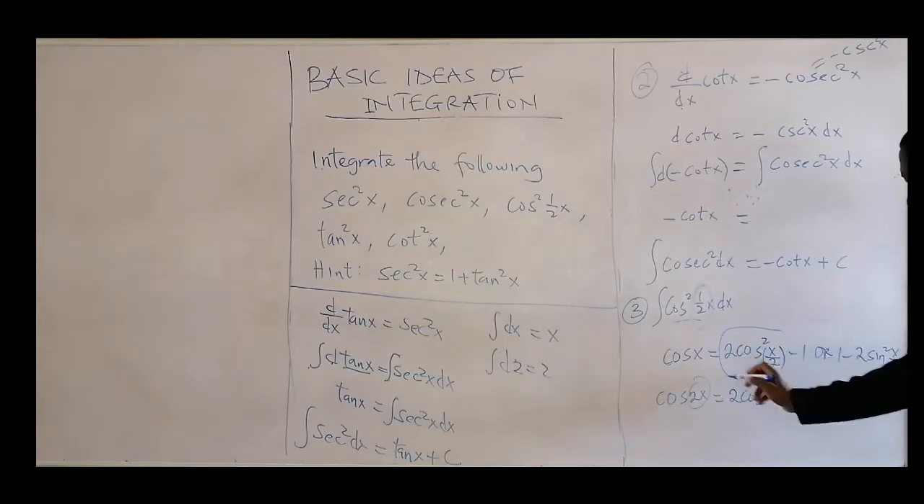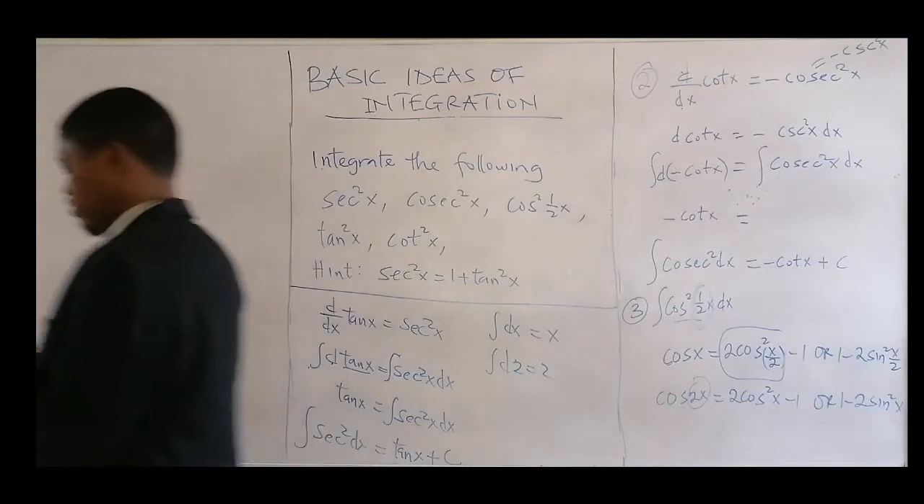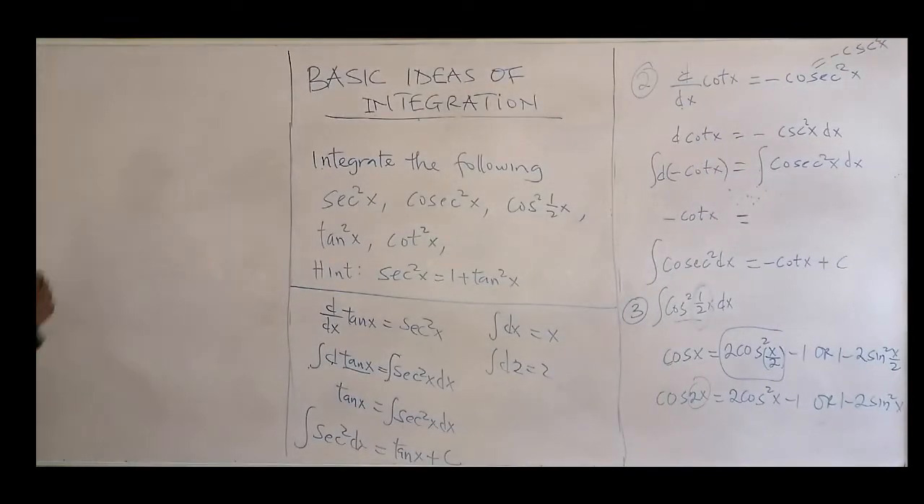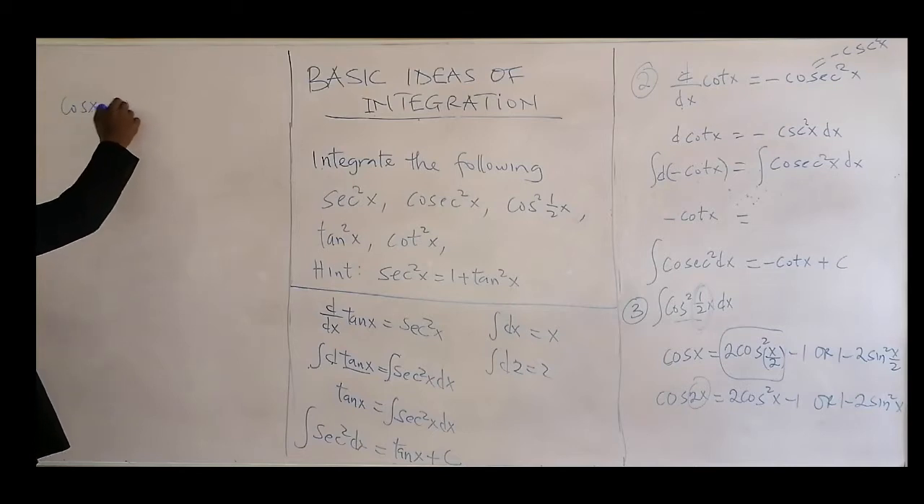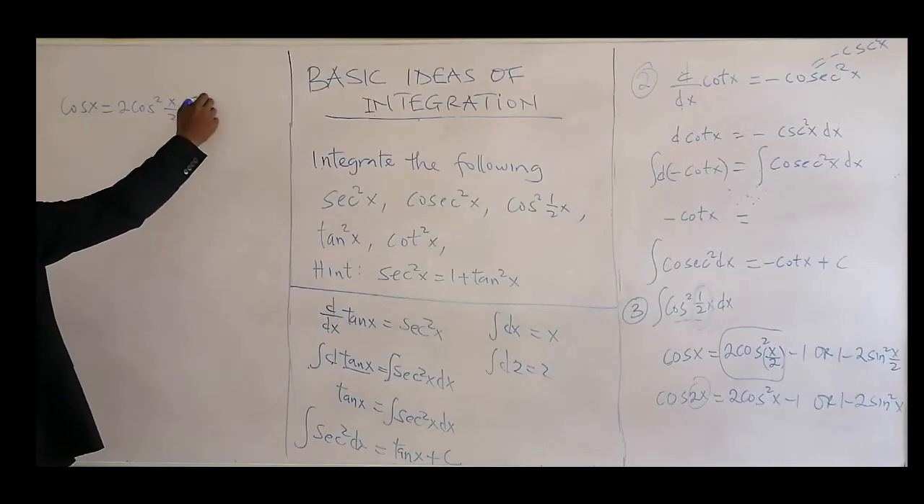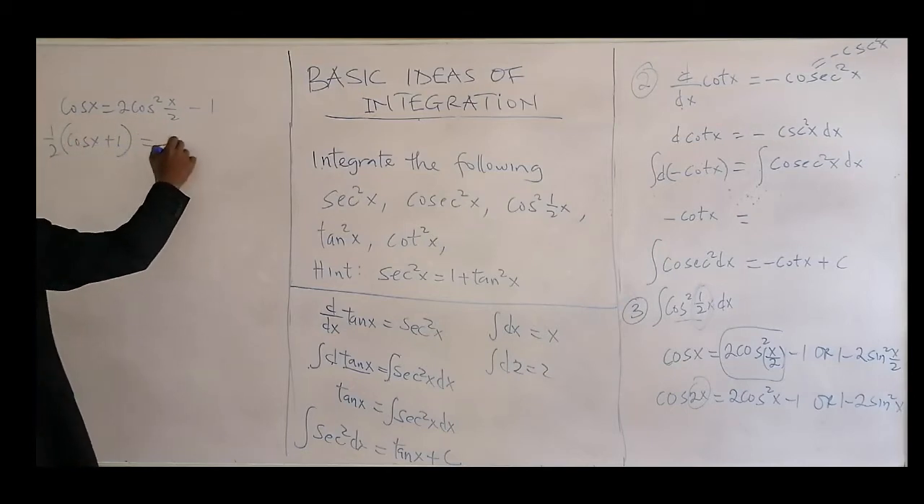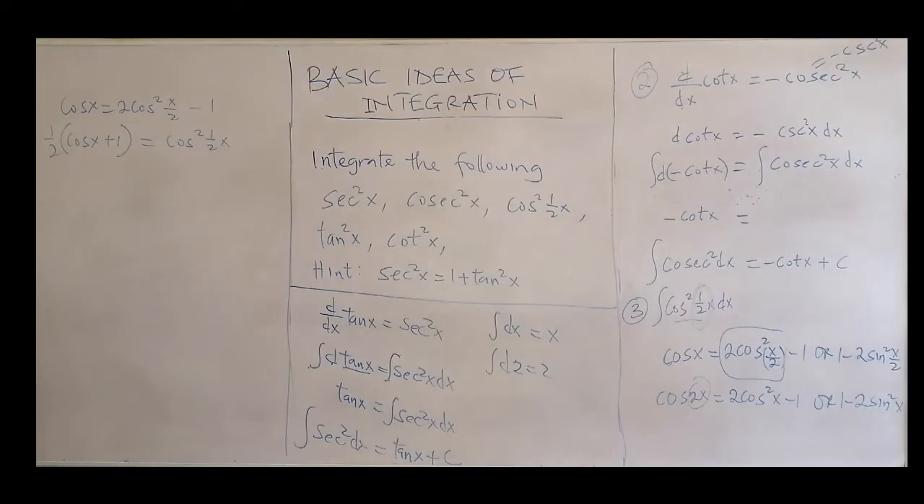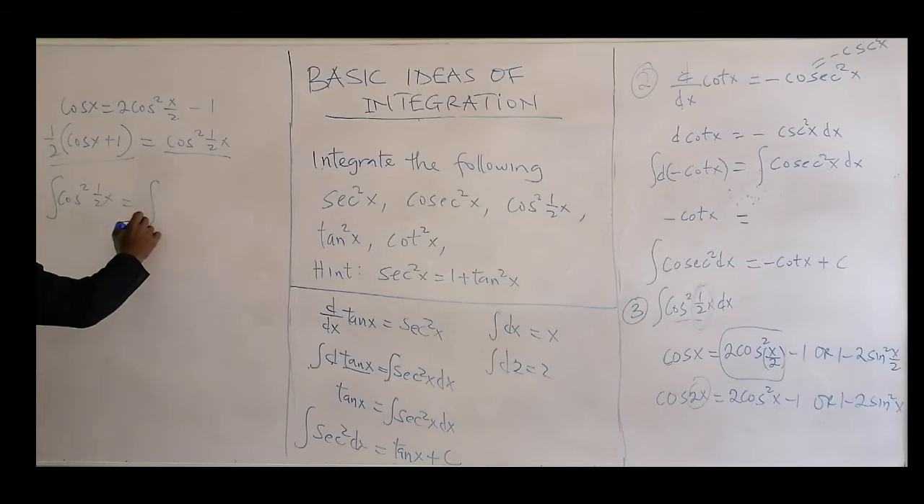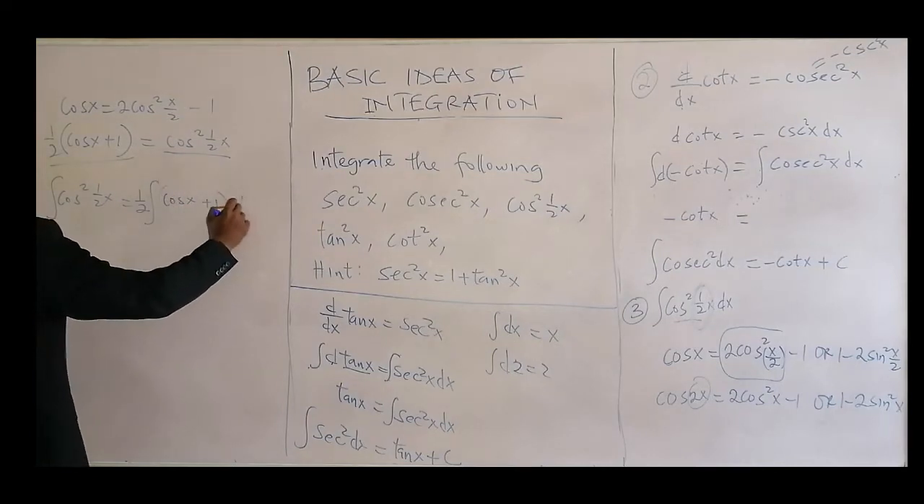So we now make this the subject of that expression. That will be cos x is equal to 2 cos squared x over 2 minus 1. So move this one to the other side. I have cos x plus 1, and then divide by 2. This is equal to cos squared half x. Then anywhere you see this now, we put this there. So the integral of cos squared half x is equal to the integral of, half can be outside the integration, cos x plus 1 dx.